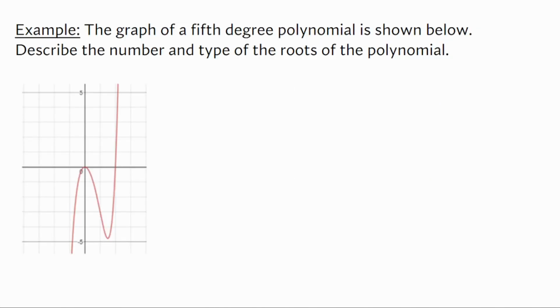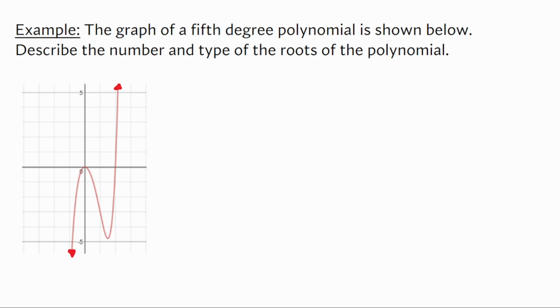All right, so this example goes to the same idea. The graph of a fifth degree polynomial is shown below. And that's believable, at least on the basis of end behavior, because we're seeing as the graph goes to the right, it goes up, and as it goes to the left, it goes down. So I'm seeing the opposite behavior. It's what we know is going to happen with an odd degree polynomial.